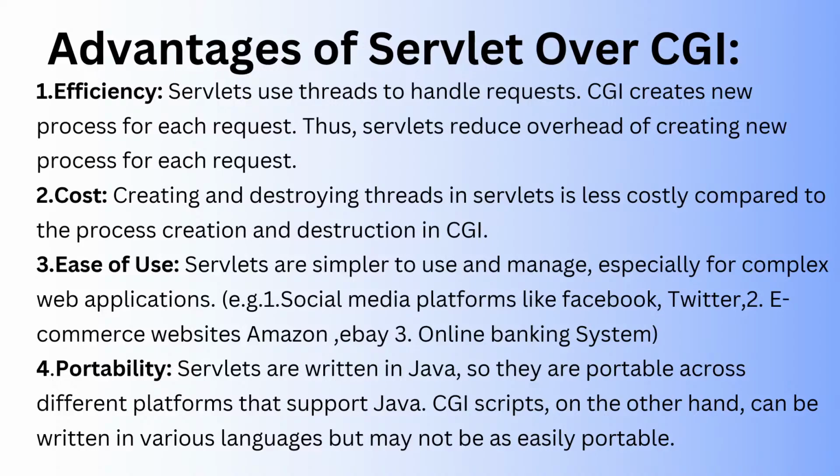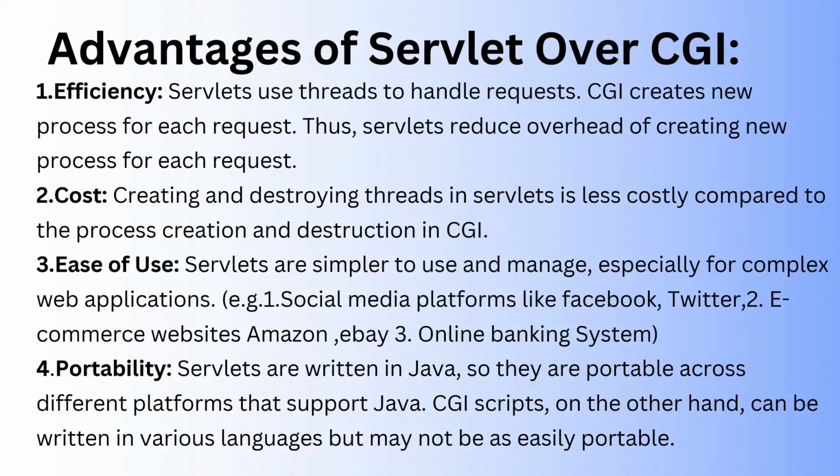So what the servlet is doing, servlet is handling request by using the thread. But what the CGI is doing, it creates new process for each request. Thus, servlet reduces overhead of creating new process for each request. So in simple words, I will tell CGI, or common gateway interface, uses process. On the other hand, servlet is using threads to execute the request.